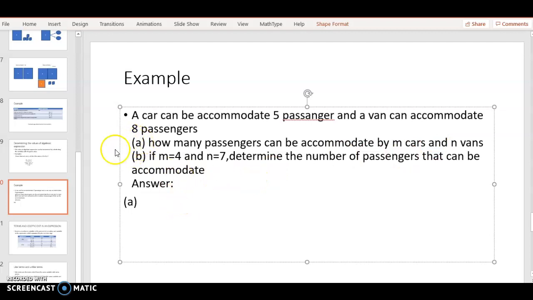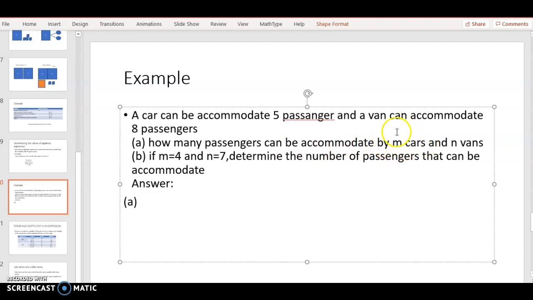So first, usually in a question, the first thing you are asked is to derive an algebraic expression based on the situation. So first you have to derive an algebraic expression. A car can accommodate 5 passengers, so one car only has 5 passengers. So how many cars are there in this question? How many passengers can be accommodated by m cars?